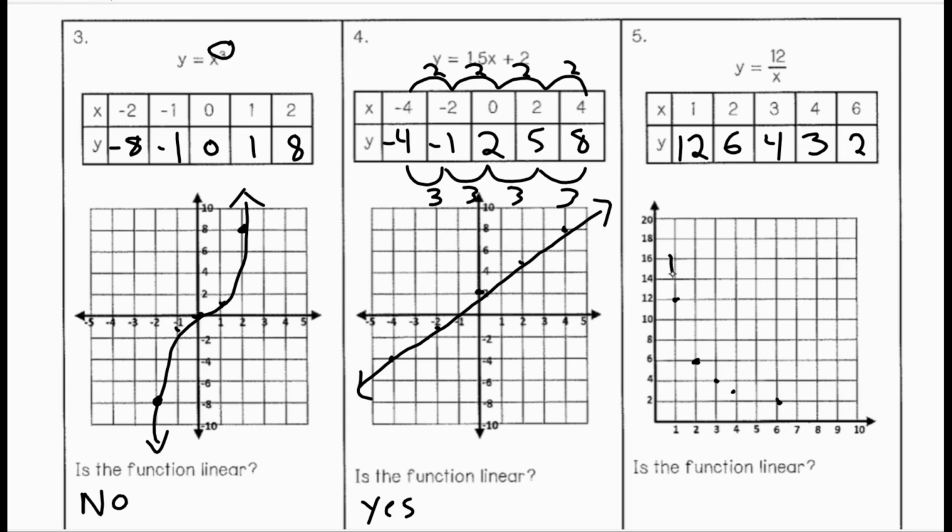Seeing here, this is a curved line. This is an exponential function. This is not linear because, again, it's a curved line. And I can also see in my table, I'm not decreasing or increasing by a constant rate. I'm decreasing here by 6, then by 2, then by 1, then by 1, and it's not a linear function.